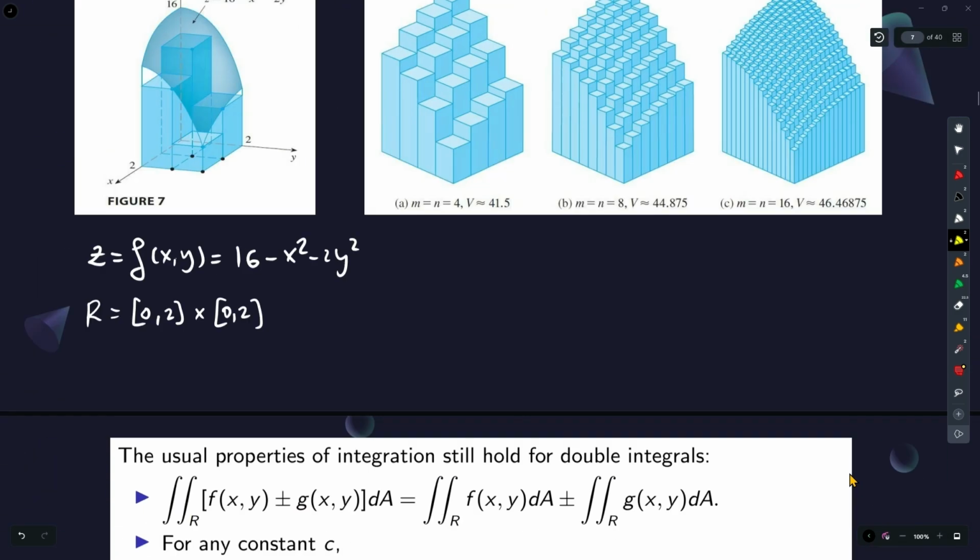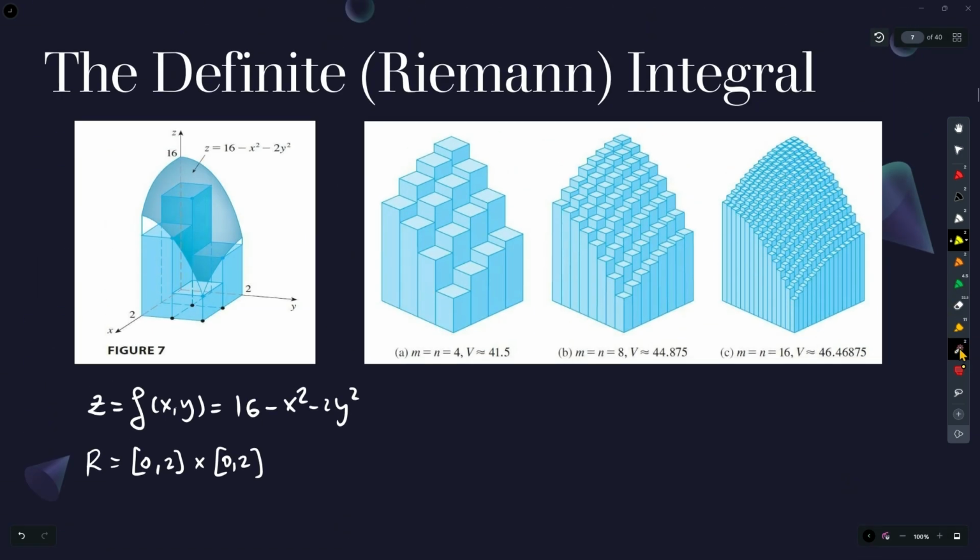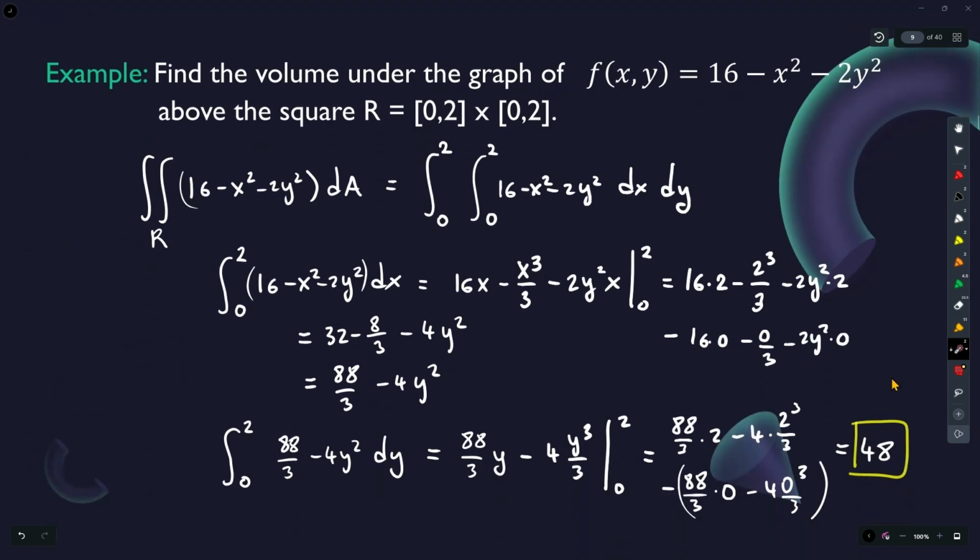And you can see from our approximations that the Riemann sums were 41.5, 44.8, 46.4, so they were getting closer and closer to the actual value, which is 48.